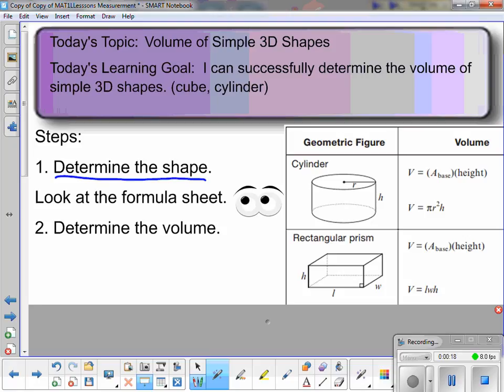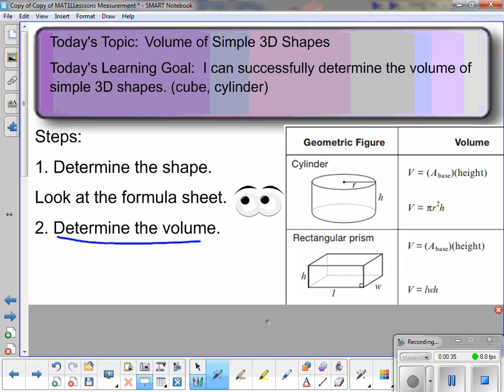Okay, and we're only going to be looking at two shapes, a cylinder type shape or a rectangular prism, which could include a cube. I notice it says cube here, but sometimes we're looking at actual rectangular prisms, and a cube's just a special one. And then determine the volume.